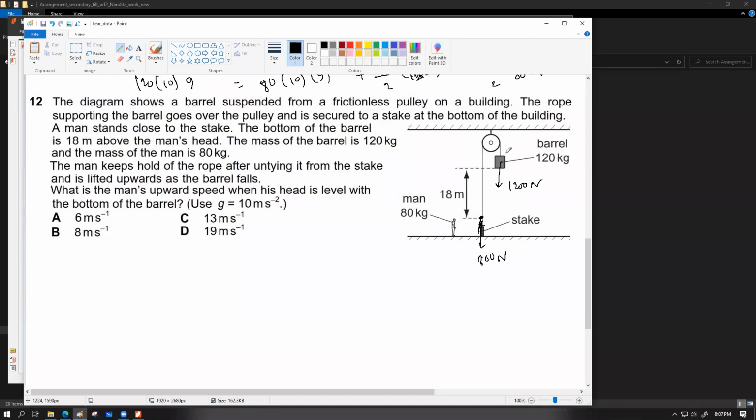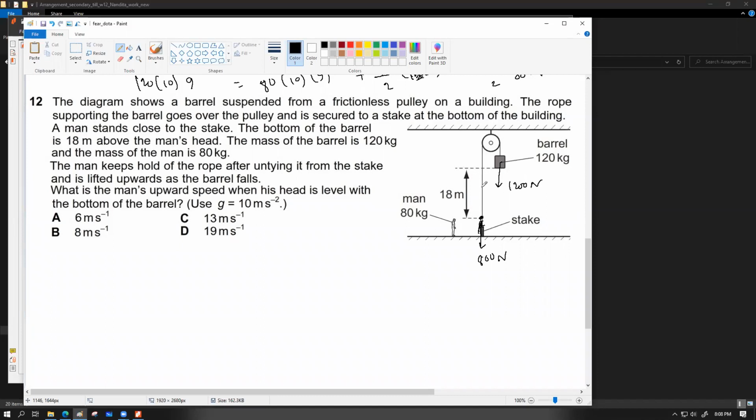Which means on the rope you have two forces working on two opposite sides which are different. Which force is bigger? Which weight is bigger? Weight of the barrel. Weight of the barrel is bigger. So essentially the barrel's force is going to be the driving force, where this one will be the force which is working against the barrel. So this barrel is going to fall down while it also lifts this up.